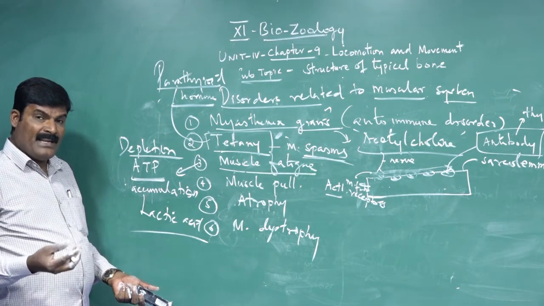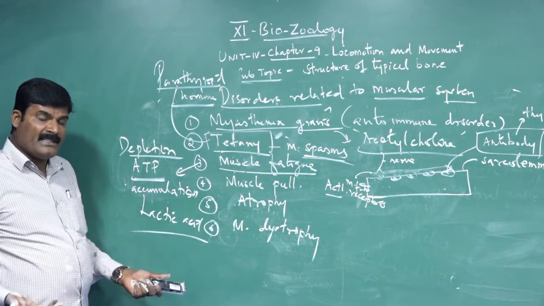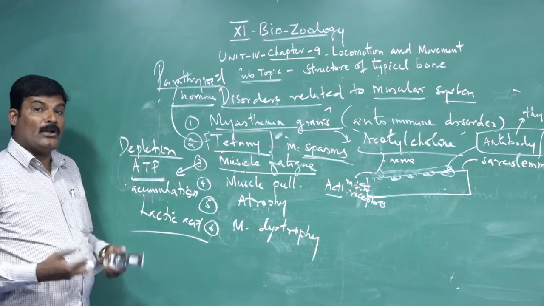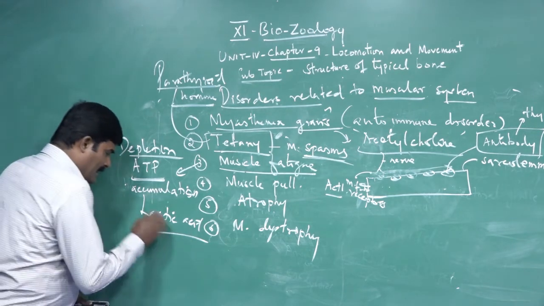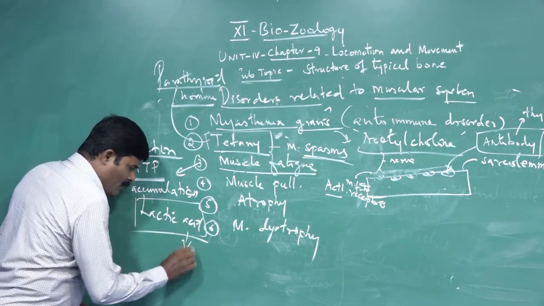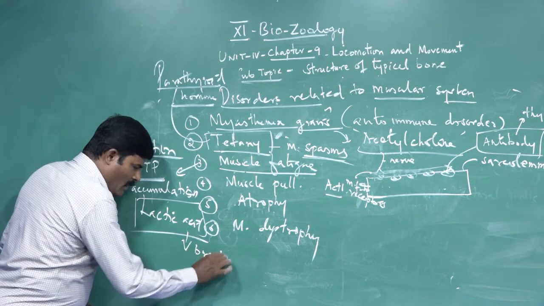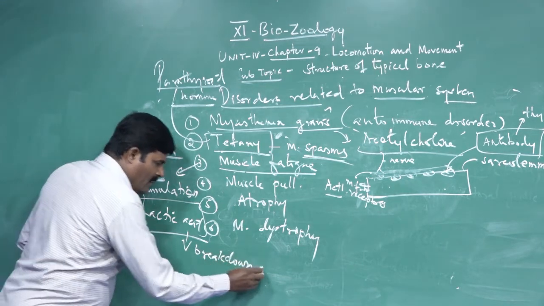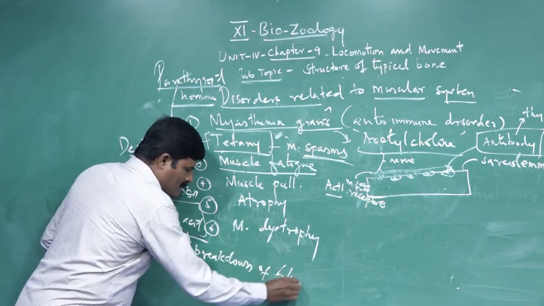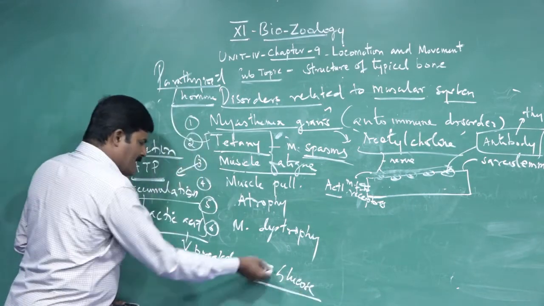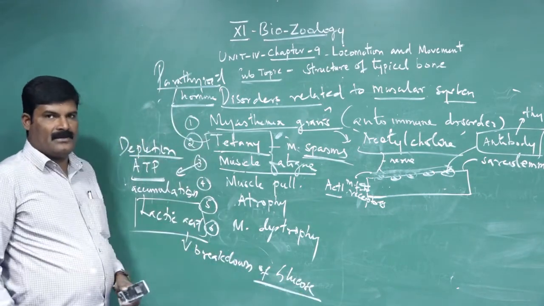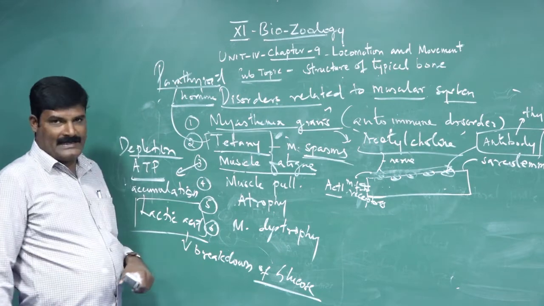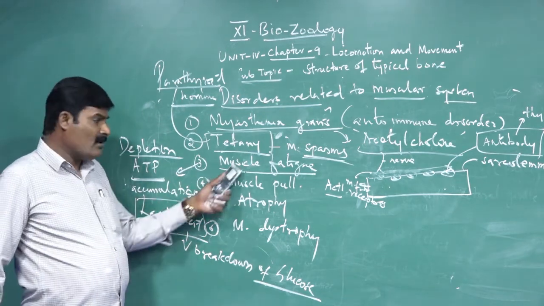So the respiration or muscular activity that occurs without oxygen is called an anaerobic condition. So lactic acid accumulation occurs due to the breakdown of glucose, or glucose converted into lactic acid. Okay, this is called muscle fatigue.